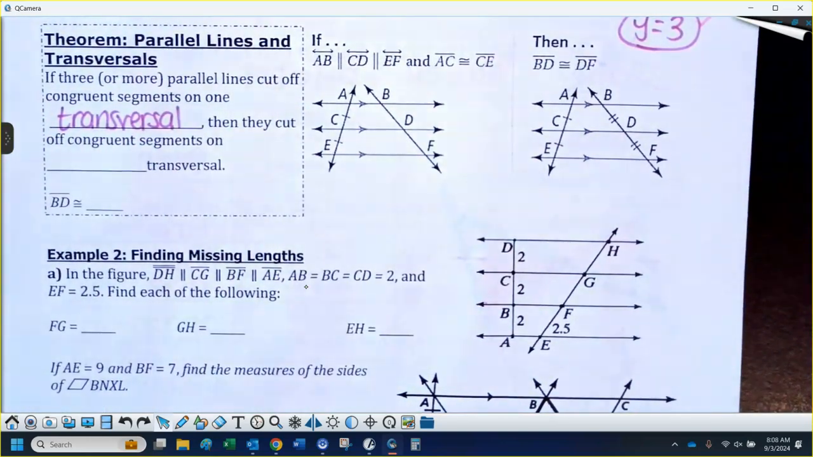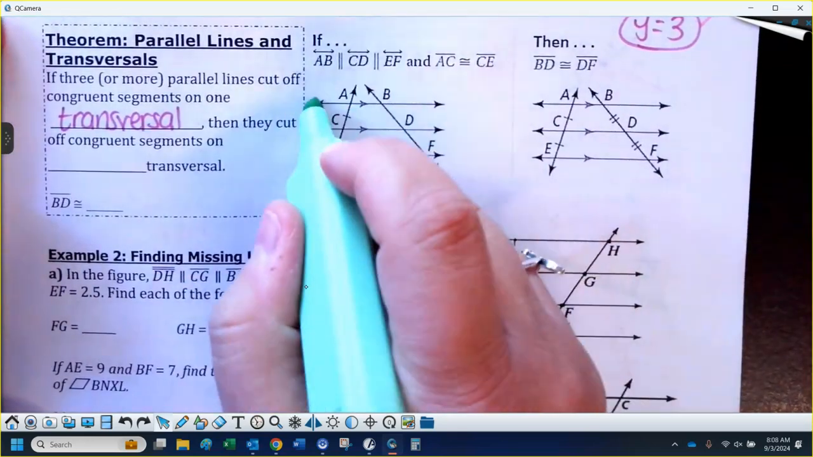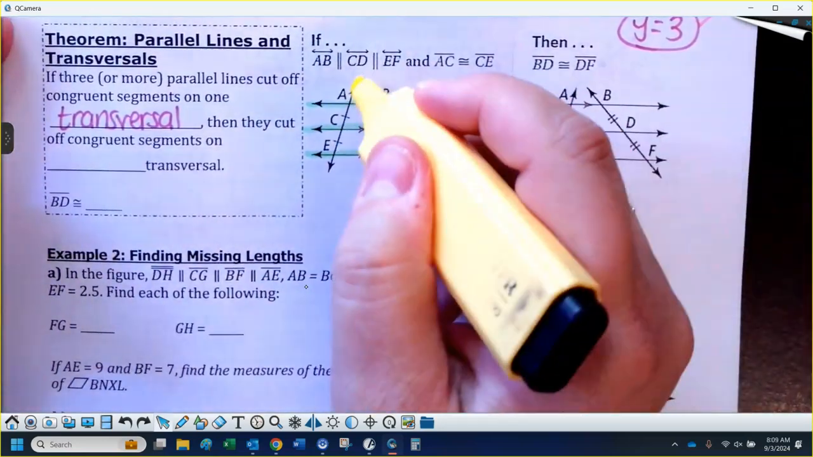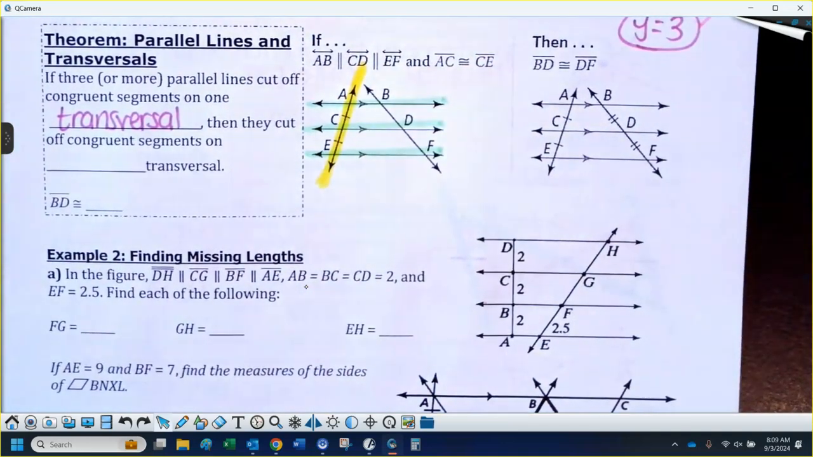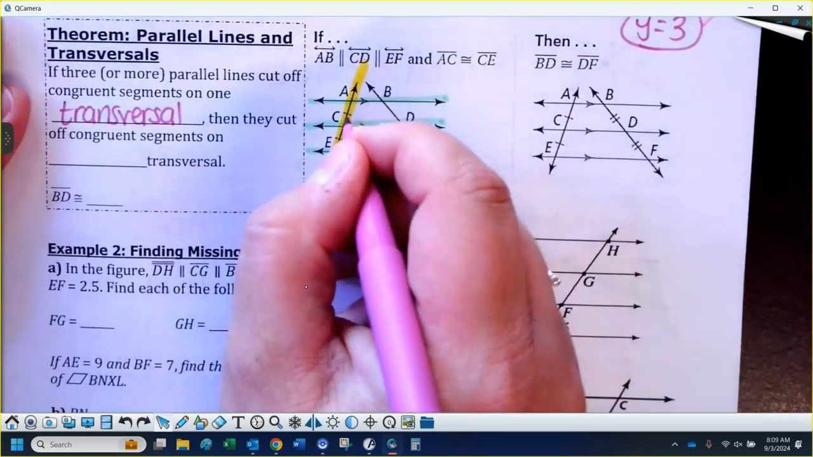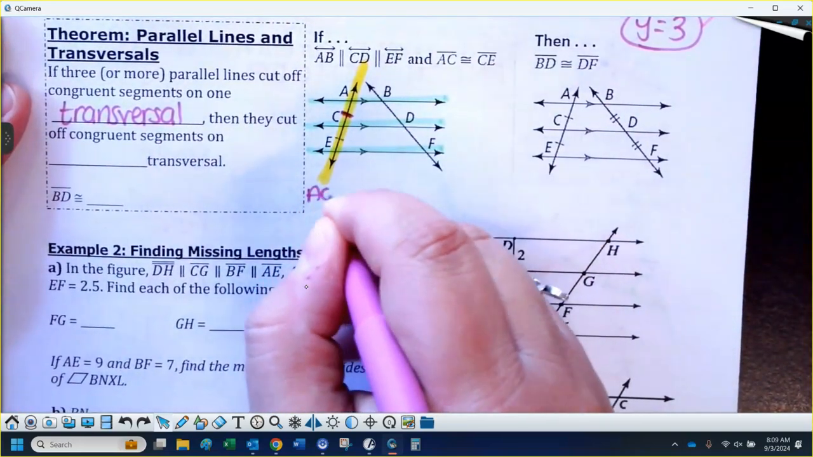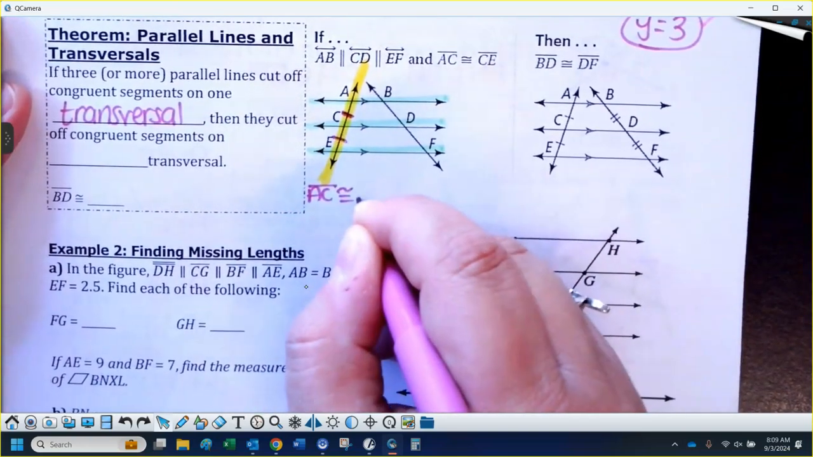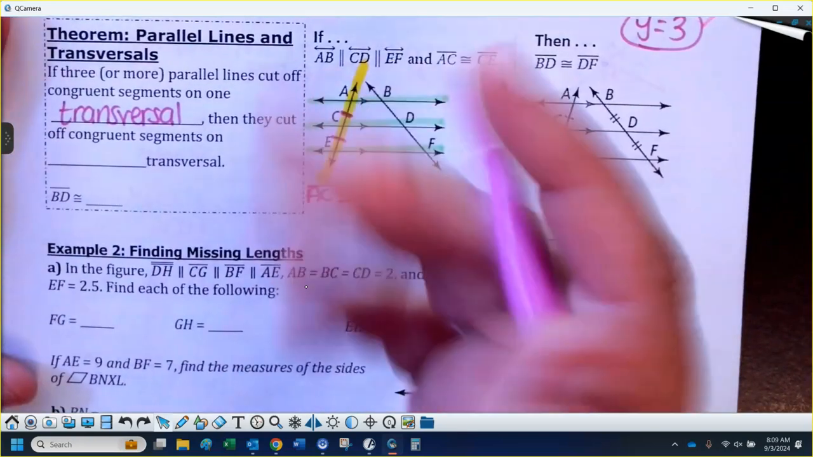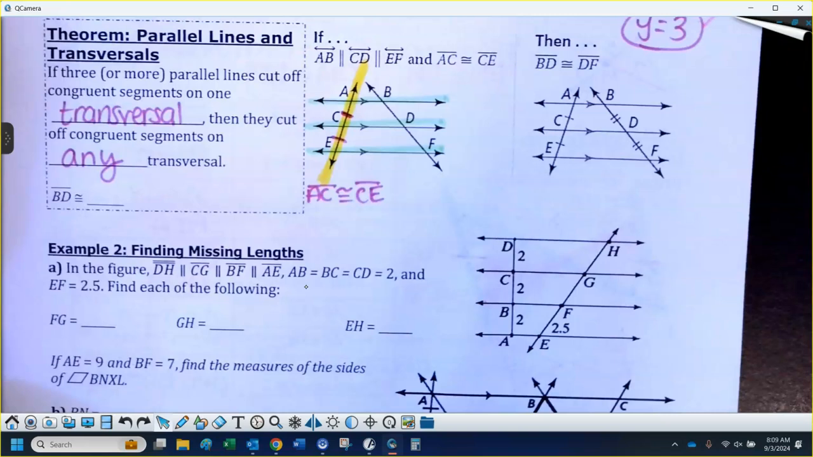And a transversal is literally just a line that runs into other lines. So in this case, I have 3 parallel lines here, and then one transversal I could go right down this side. All right, so it says if it cuts off congruent segments. If you look along here, they're marking AC is congruent to CE. So they're cutting off congruent segments. That's what that says. Then the rest of the theorem says they cut off congruent segments on any transversal.